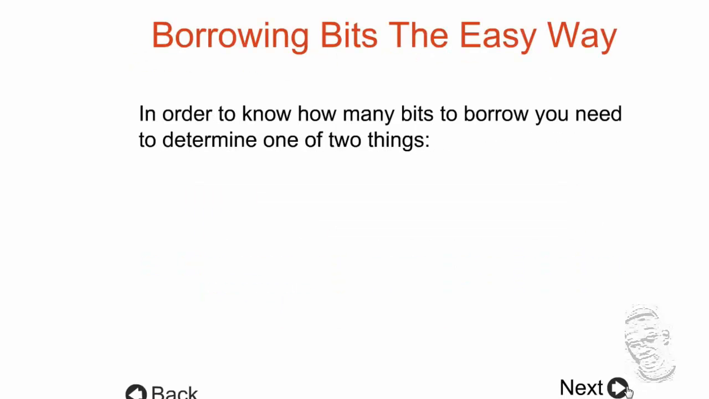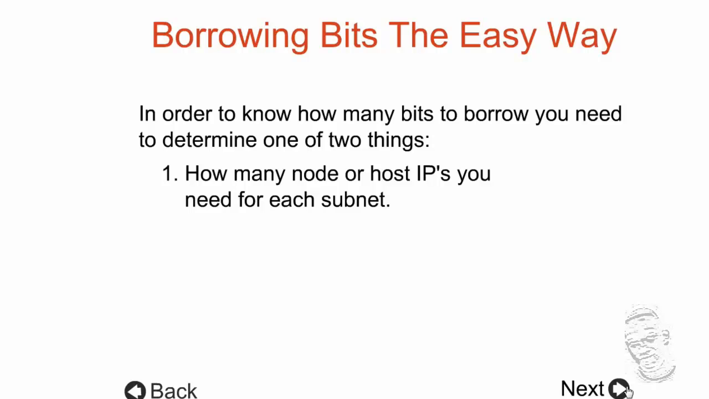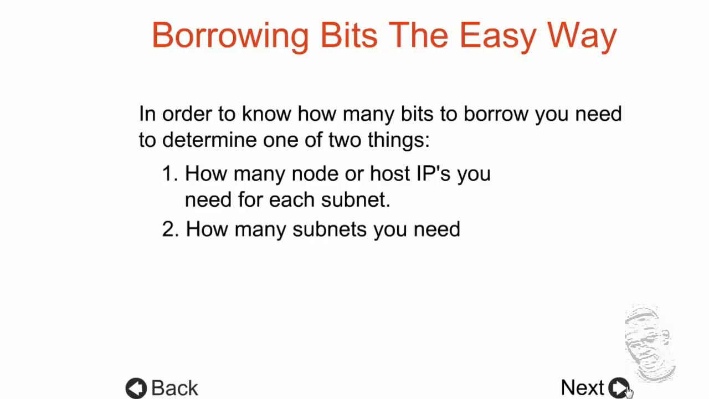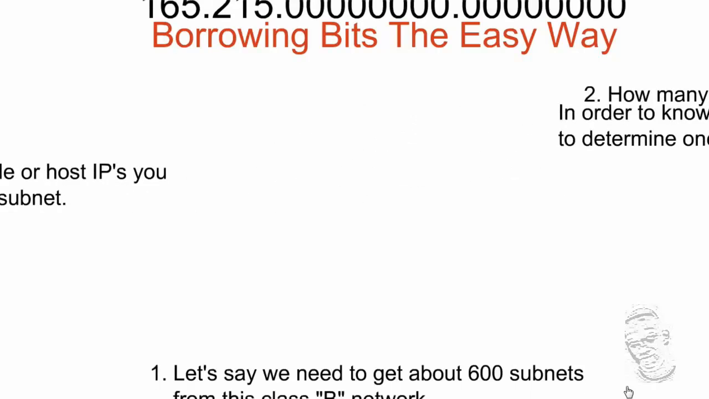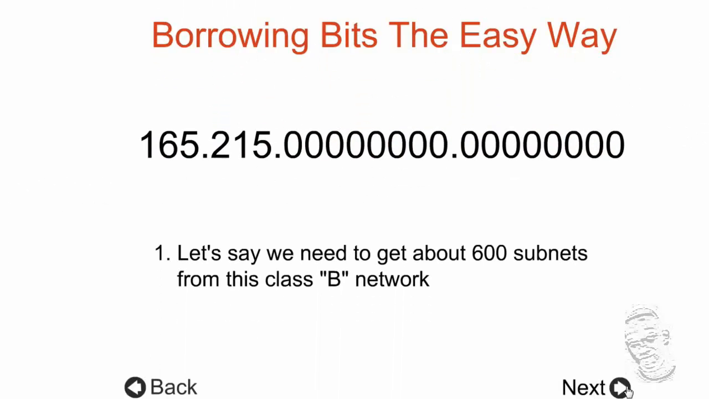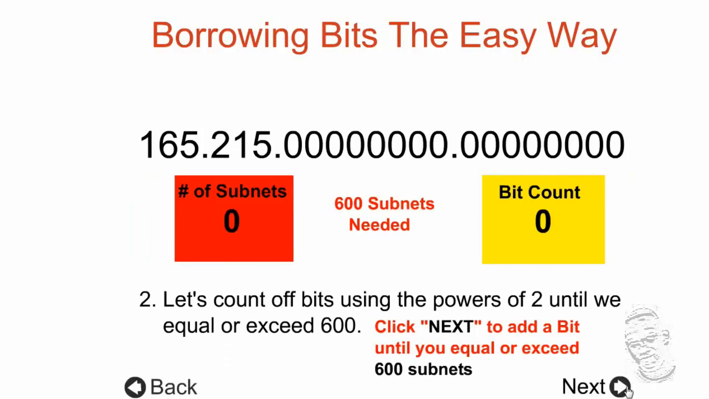So in order to know how many bits to borrow, you need to determine one or two things: how many node or host IPs you need for each subnet, and how many subnets you need. Let's say we need about 600 subnets from a class B network. Now let's work out this one, which would be presented in exams for both courses and also at OS platforms. So for 0 bits we get 0 count, and 600 subnets are still needed. Let's count off the bits as we move forward. So 1 bit gives you 2 subnets.